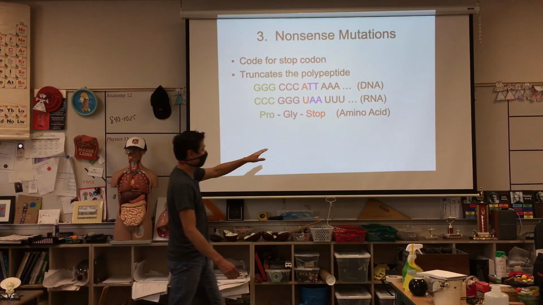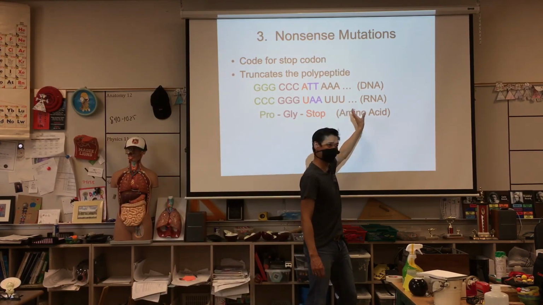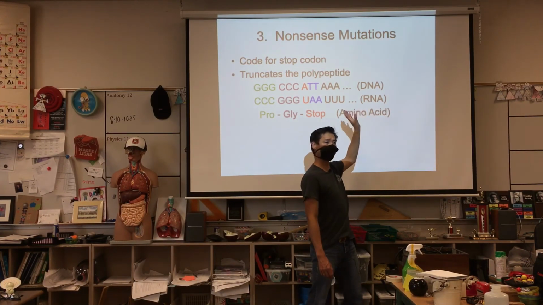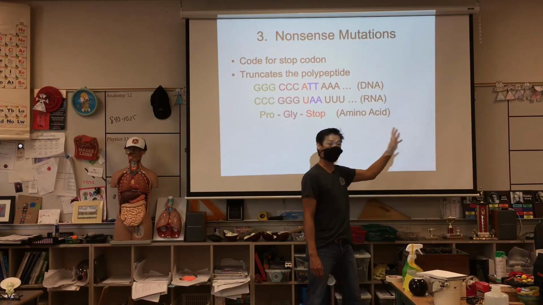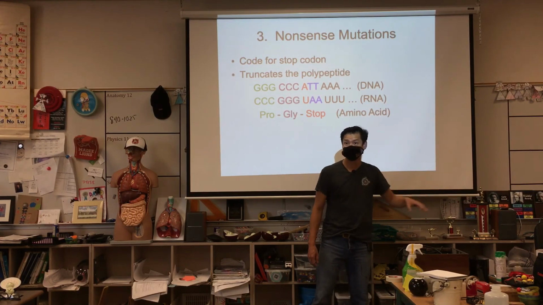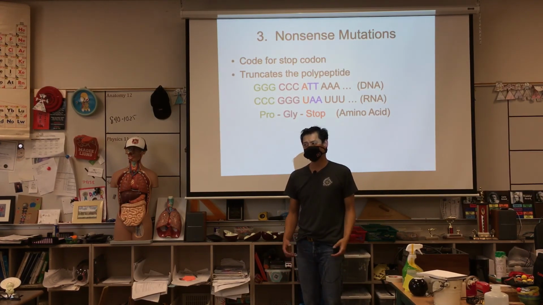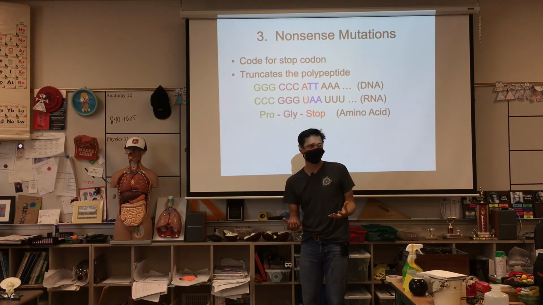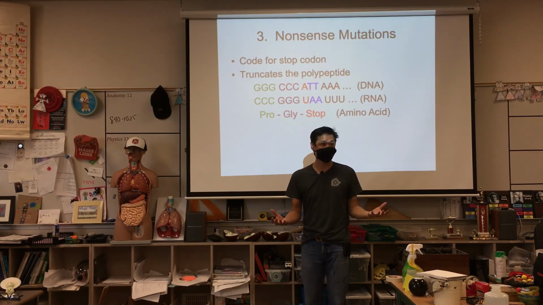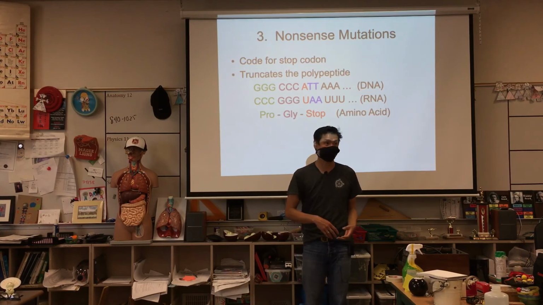Now here's the deal. This has a whole bunch of dots behind it. That means there's a whole bunch more DNA. That means there's a whole bunch more RNA. That means there's probably a whole bunch more amino acids. Now it could be just a handful. It could be 10 or 100 or 1,000. It could be tens of thousands of amino acids. This could have happened right at the start.